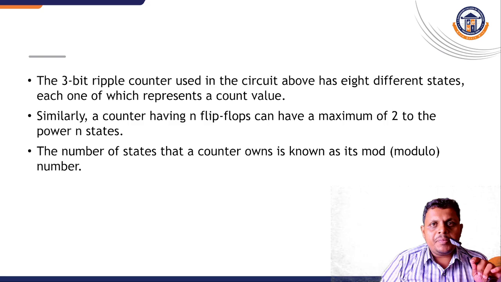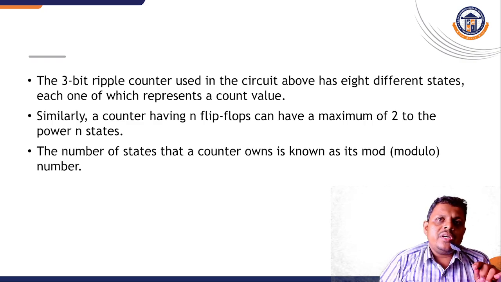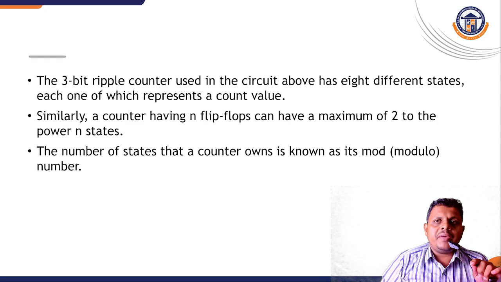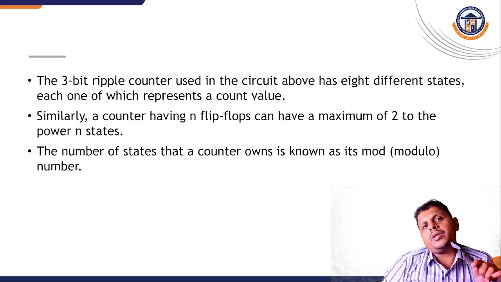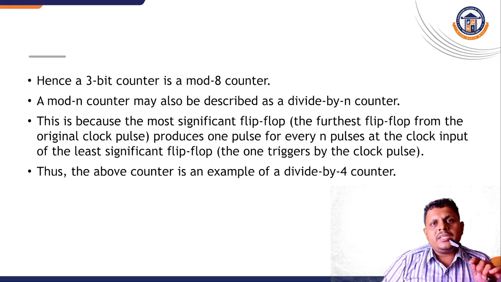The 3-bit ripple counter used in the circuit above has 8 different states, each one of which represents a count value. Similarly, a counter having n flip-flops can have a maximum of 2 to the power n states. The number of states that a counter has is known as its modulus, that is, modulo counter. Hence, a 3-bit counter is a mod 8 counter.